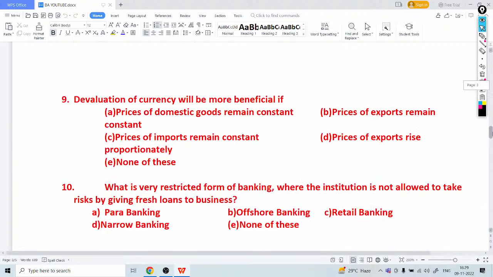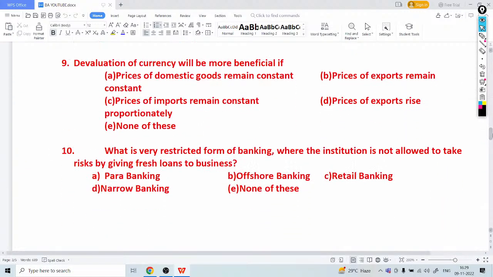Next question. Devaluation of currency will be more beneficial if the price of the domestic good remains constant, when the price of the import remains constant, okay, or the price of the export remains constant, or the price of the export rises. Devaluation. When the price of the import remains constant.